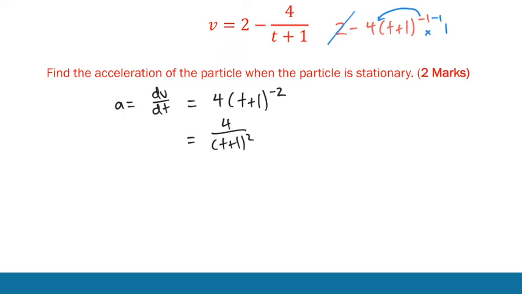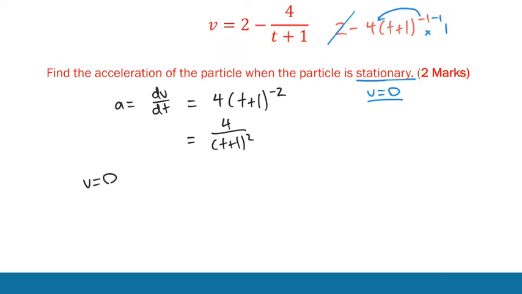So, the first step is to figure out, okay, when is the particle stationary? Stationary means that velocity is equal to 0. And this is a big part of the motion topic, taking the buzzwords and saying, okay, what does that mean mathematically in terms of the quantities that I have? If an object is stationary, that means it's not moving, so v is equal to 0. So that's what we do.